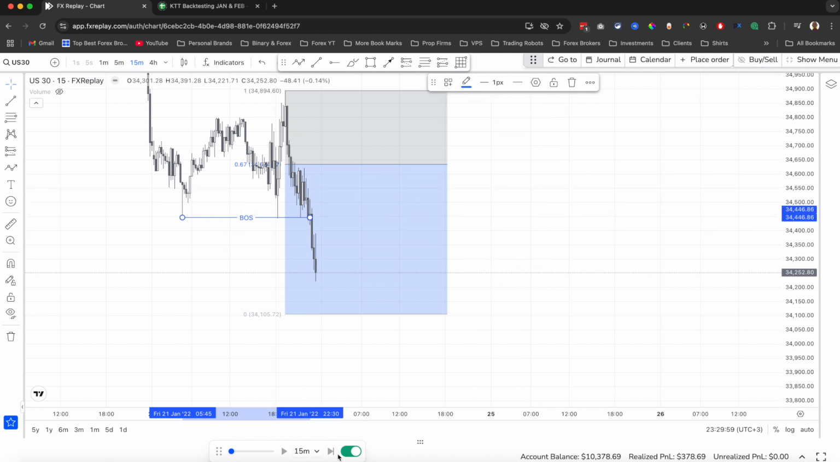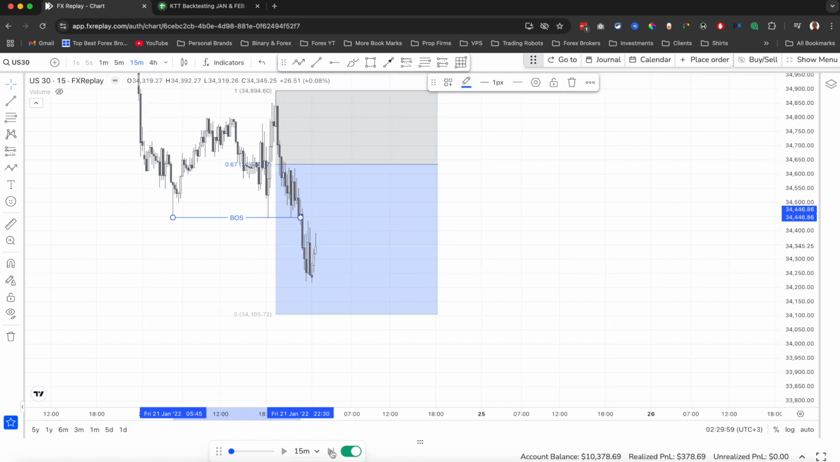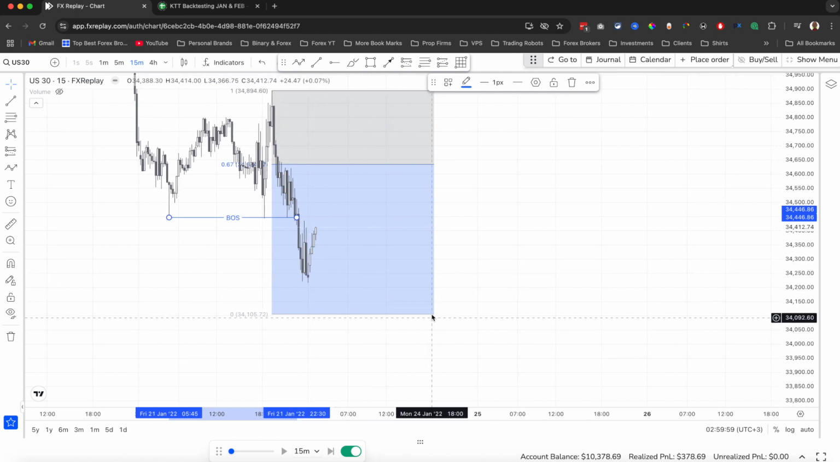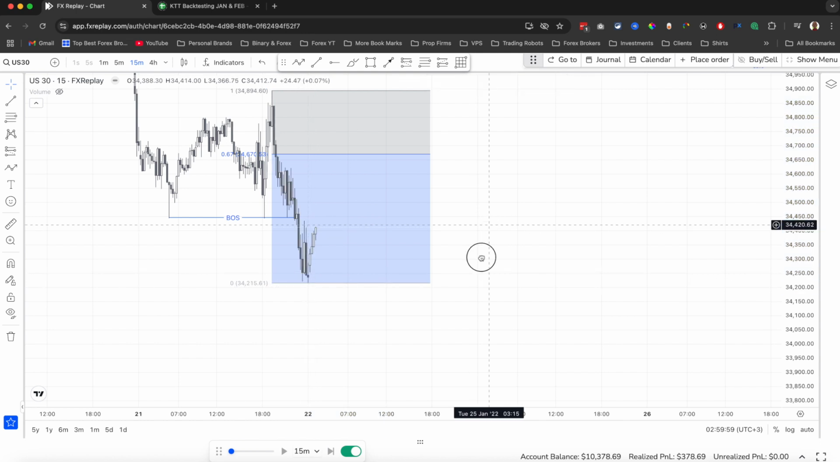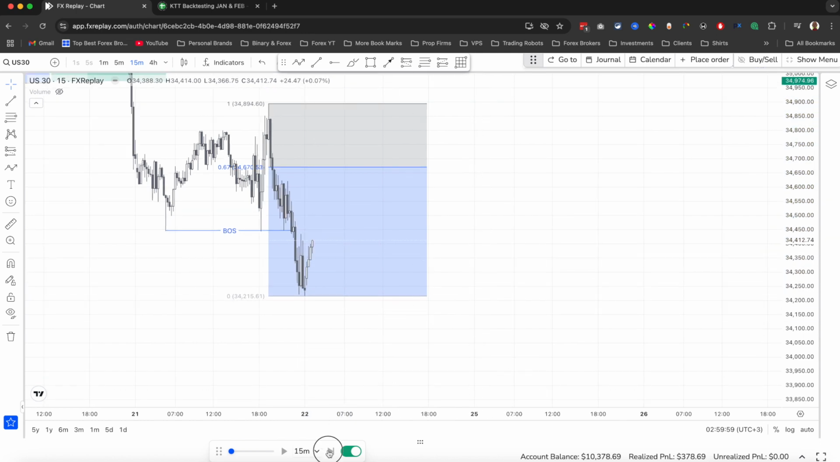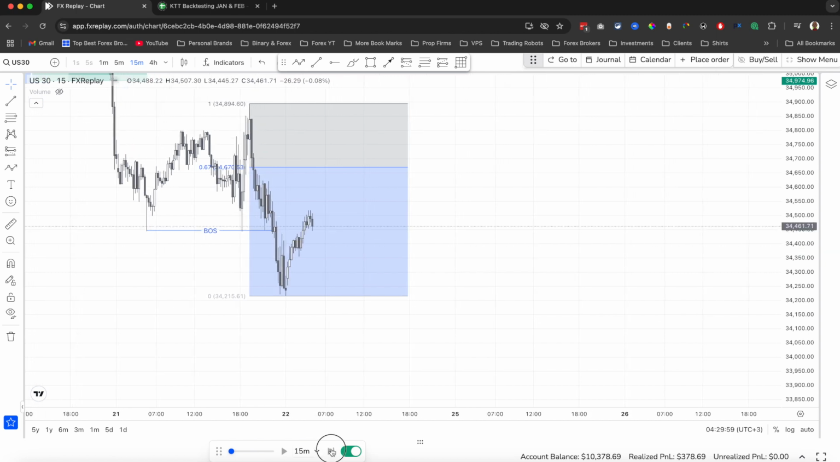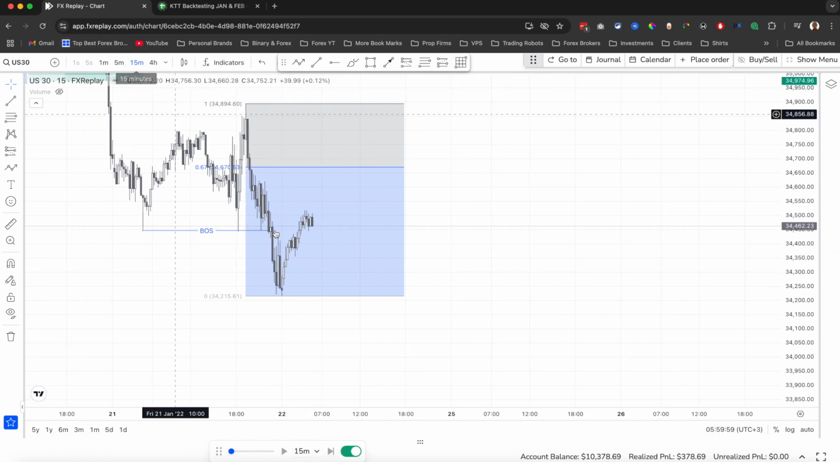So we are waiting for the price. We are waiting for the bottom. Now the bottom has been created, right? So we place our Fibonacci tool to the bottom, right? And this is on a 15 minutes time frame.